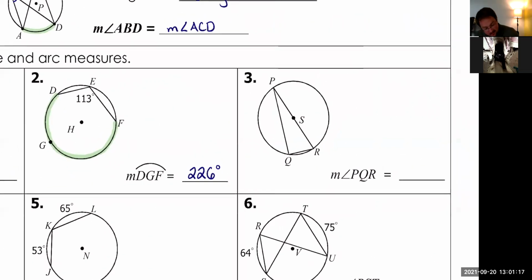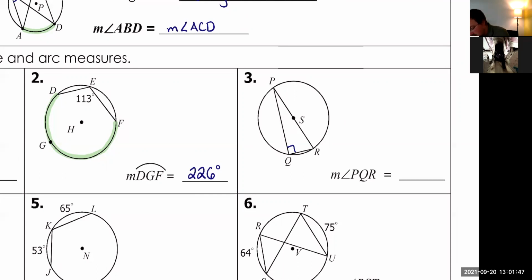Next one's kind of sly. What's the measure of angle PQR? 90. How do we know that? Because it's a 90 degree, it's a right angle. It is a right angle. I'm going to push you a little bit further. You are correct, but it is an inscribed angle. How do I know that it's exactly 90? It intercepts the diameter. PR is a diameter of that circle, which means it makes a semicircle.